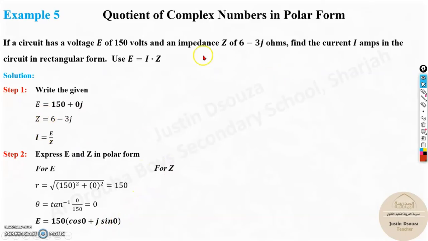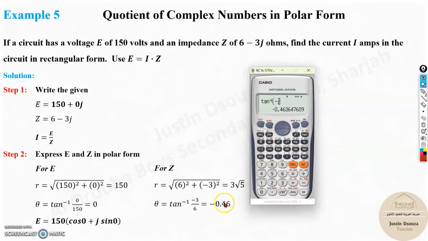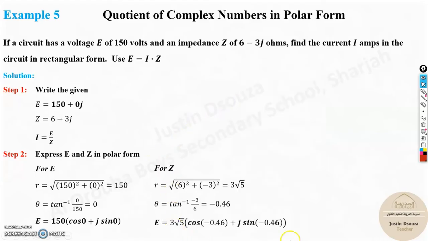Now, for Z, that is the impedance or the resistance, R is square root of 6 square plus negative 3 the whole square. The value is 3 root 5. Theta is, again, the A value is positive. So this is the formula. Put it in the calculator directly over here. Shift tan inverse minus 3 divided by 6. What is the answer? Over here, it's negative 0.46. Remember, your calculator must be in radians. Only then you'll get the correct answer. Next, write it in the polar form.